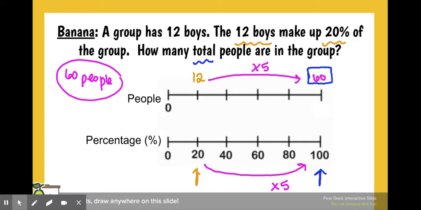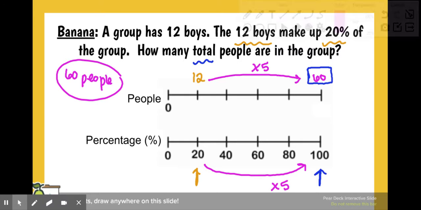You could have also chosen to count up and fill in all of the hash marks, but I know that maybe in the exit ticket, they might not give me all the hash marks, and so maybe I don't want to spend the time counting all the way up. I know that maybe one of the easiest or most direct ways would be to just think about, how do I go from what I'm given, 20%, to what I need to know? And in this case, it's 100%.